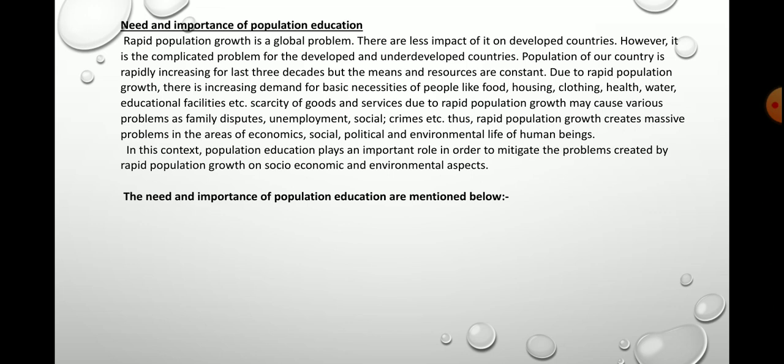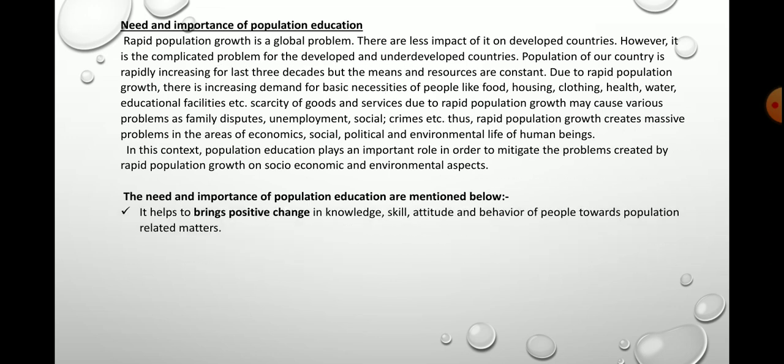So here are the things. This first paragraph is for your further knowledge. You can include these things while writing answers to all the creative questions related to population education. But if it is asked to list out the importance of population education, you can simply write these points. The first one is, yes, it brings positive change, the same thing, in knowledge, skill, attitude and behavior of people towards population related matters. The next one is, it helps to develop the concept of a small and happy family. It inspires people to make a small family. It doesn't explain how to make a small family. It inspires people to understand why a small family is important.